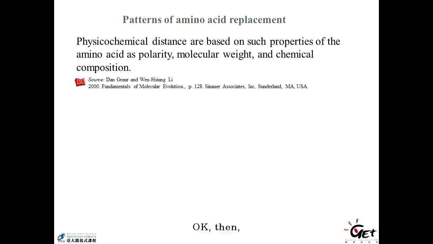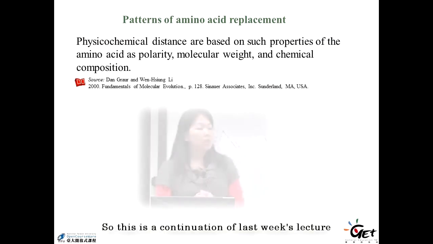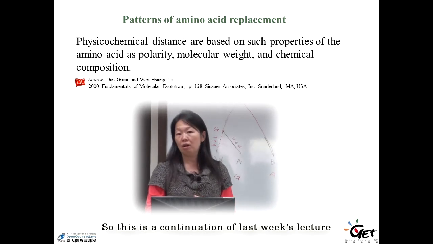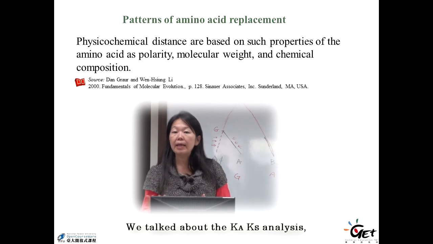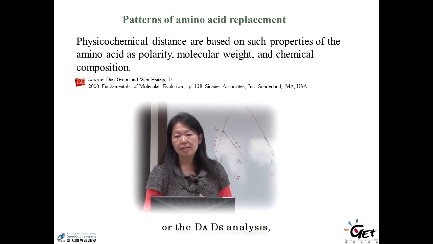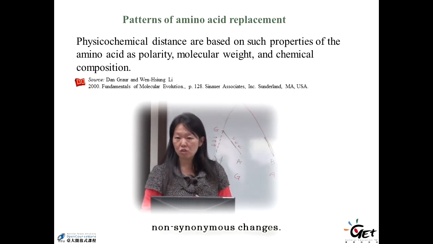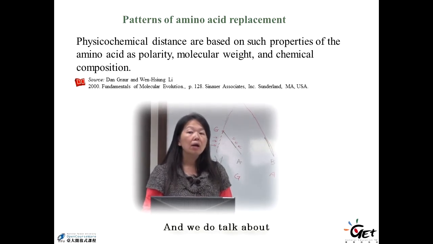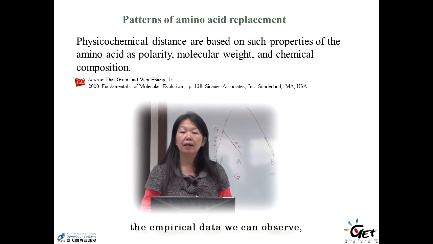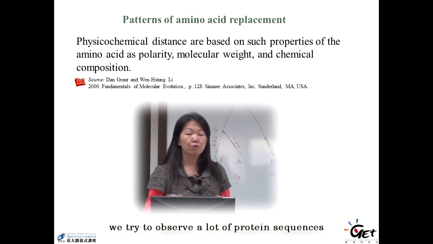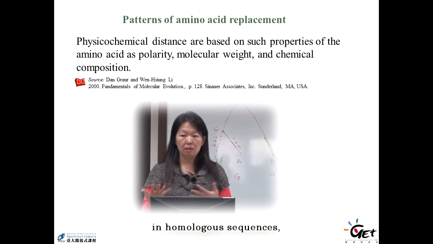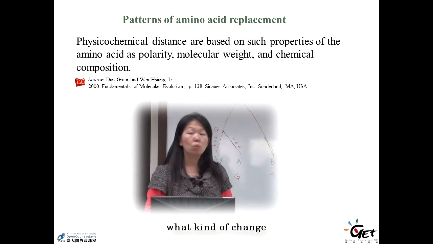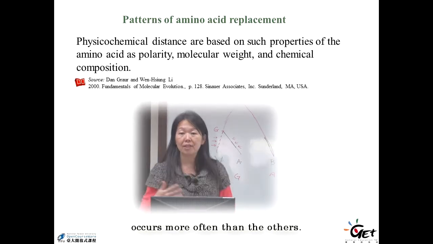Okay. Then the other part we want to look at is amino acid replacement. So this is a continuation of last week's lecture. We talked about the KaKs analysis, or dN/dS analysis, non-synonymous changes. And we talked about the empirical data, what we can observe: we observe a lot of protein sequences and look at, in the homologous sequences, what types of changes occur more often than others.